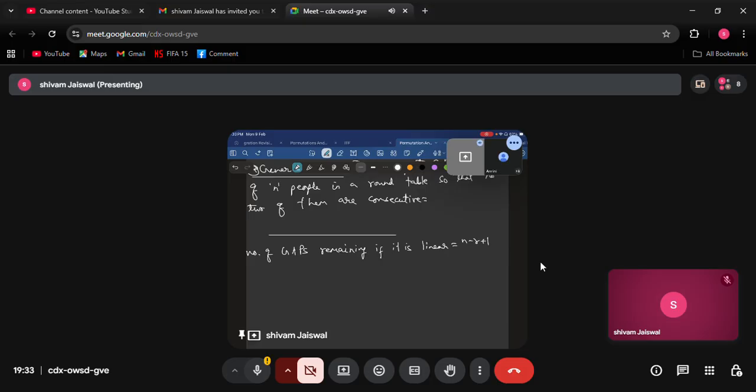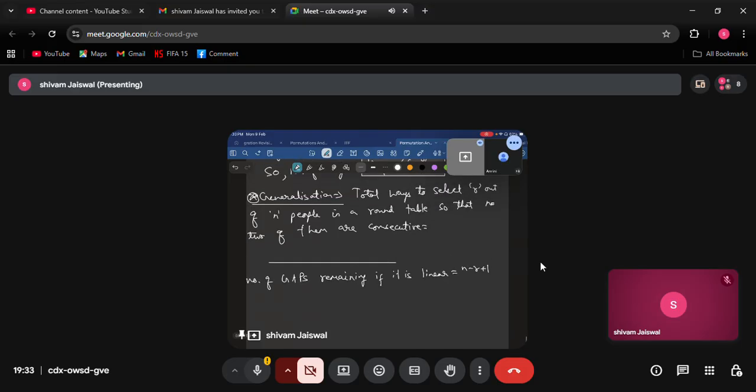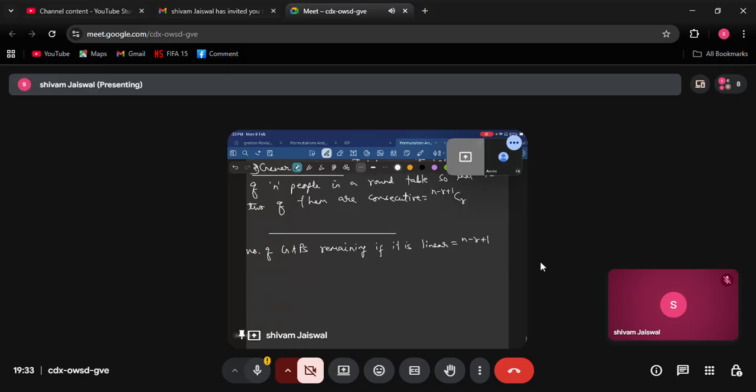Okay, number of gaps remaining is n minus r plus 1. So the number of ways to select r gaps will be n minus r plus 1 C r. Next, now the number of ways to select the first and the last gap, that we have to subtract.